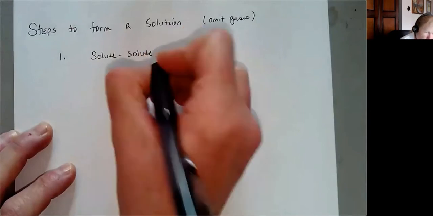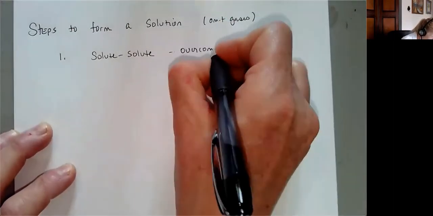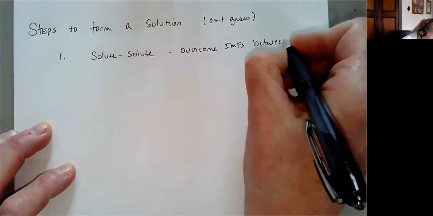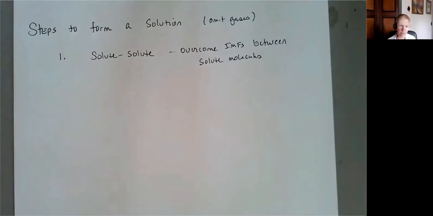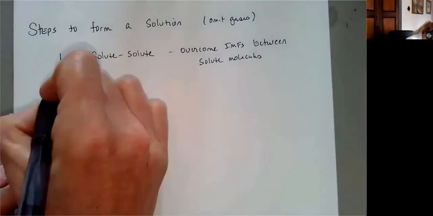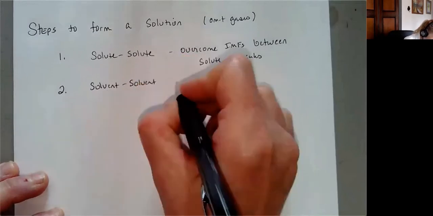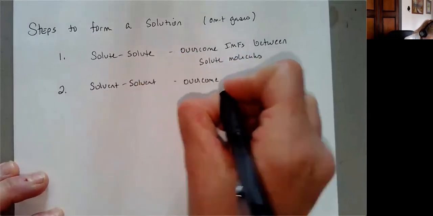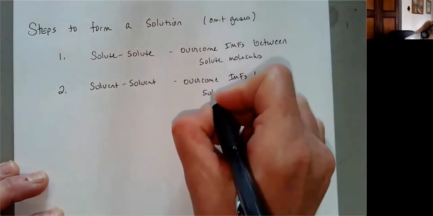So remember, there's two components of a solution, the solute, which is the minority component, and the solvent, which is the majority component. So I have to overcome the intermolecular forces between solute molecules. I have to overcome that intermolecular force that's holding those solute molecules to each other, right? Because in order for them to go into a solution, I have to break them apart essentially first. I also have to consider that solvent molecules have intermolecular forces between them. So I also have to overcome the intermolecular forces between the solvent molecules.